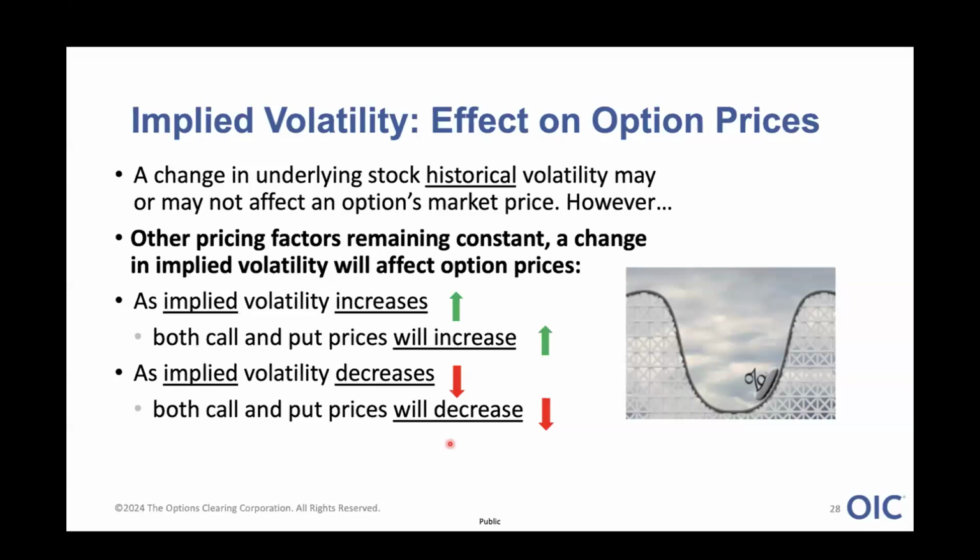So as implied volatility increases, it affects both call and put prices the same. As implied volatility decreases, both call and put prices will naturally decrease by the amount of the volatility decrease for that particular month.